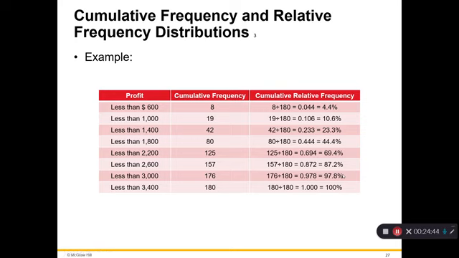Then in a similar fashion, you can find the cumulative relative frequency. Once you have the cumulative frequency, you divide the first entry by the total, and then the second one by the total, the third one, and so on. So you see 8 divided by 180, 19 divided by 180, and so on, and you can show the percentage, and they should all add up to 100%.